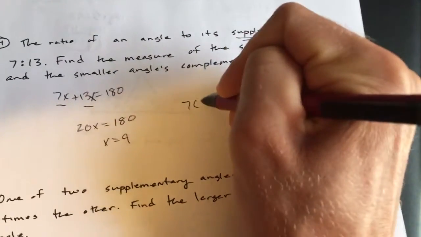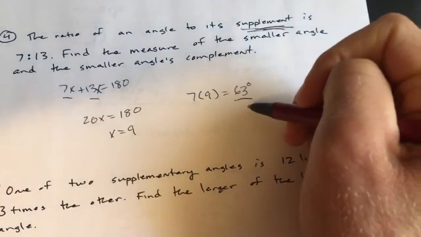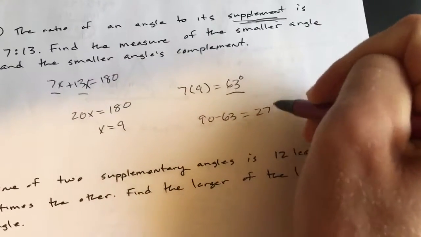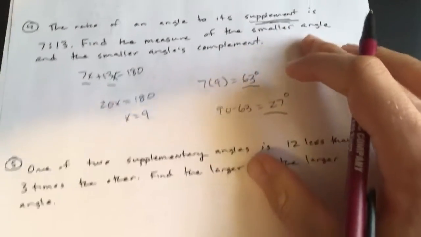Find the measure of the smaller angle. Well, 7 is definitely smaller than 13. The smaller angle is 63 degrees. And the smaller angle's complement: 90 minus 63. We just did this one in the last problem. I think we get 27 degrees.